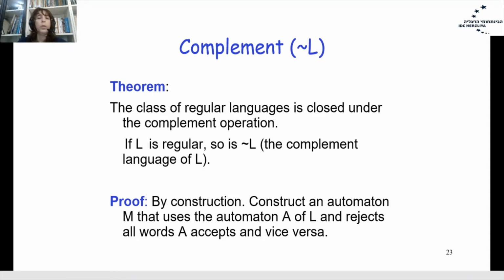We have an automaton A that accepts L. We will use the same automaton. What we will do is just change accepting states to rejecting states and rejecting states to accepting states. Because in the new automaton M, we would like to accept the word if it was rejected by automaton A, and we would like to reject the word if it was accepted by automaton A.